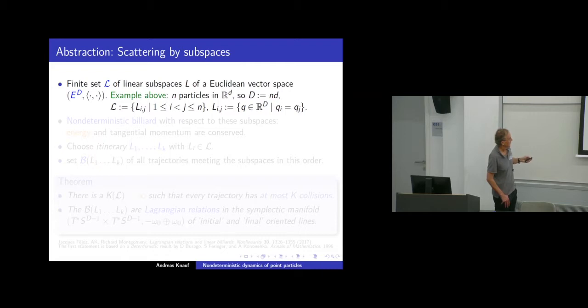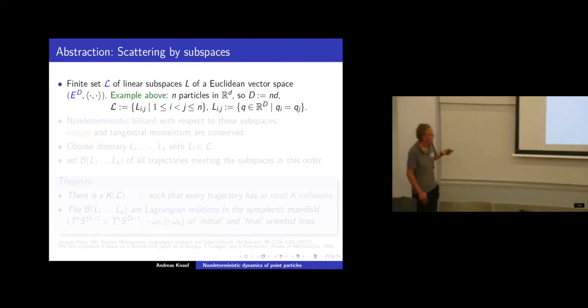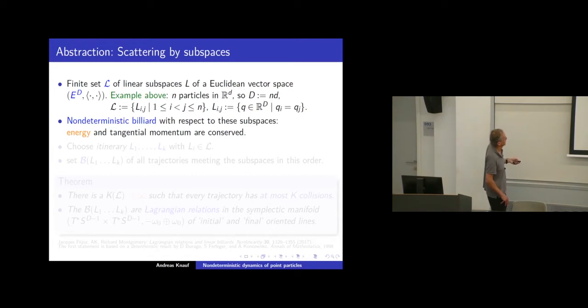subsets of the index set 1 to n, and L_ij is just the set of points q where q_i equals q_j. Yeah? So these are subspaces, and we have scattering by these subspaces. And the next item would be to define this non-deterministic billiard, as I indicated: scattering with respect to this family of subspaces, preserving energy and momentum tangential to this subspace. Yeah? So everything that is a solution of this problem is fine with me.